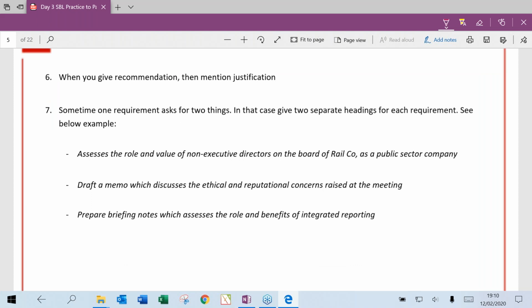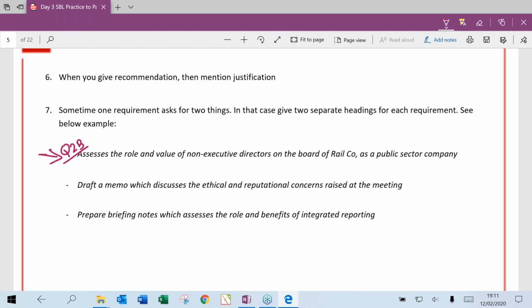And number 7, again, this is a point where many students make a mistake, and this really annoys the examiner. Sometimes one requirement asks for 2 things. Okay. In that case, give two separate headings for each requirement. What do I mean by that? Now see the example below. See this. This is an actual question from your past paper. Let's say the number is question 2B.